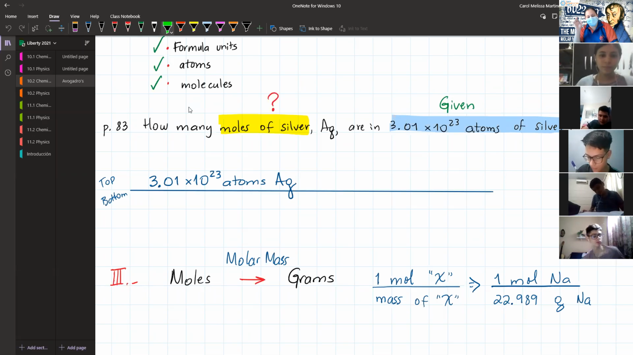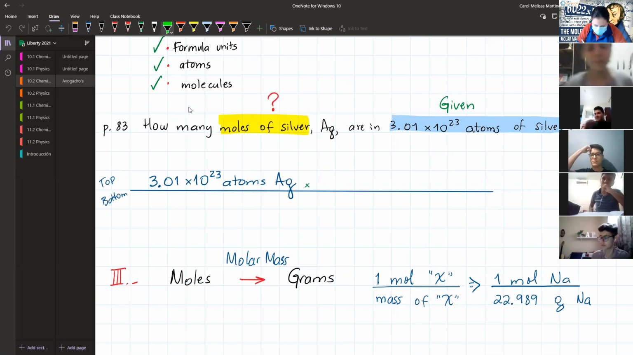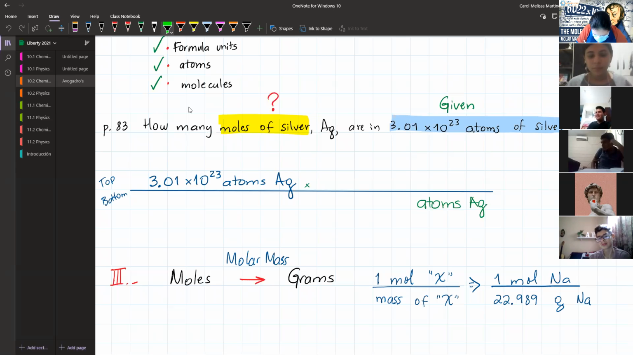Now, for this example, where do I need to write the number of atoms, in the top or in the bottom? In the bottom. Remember that they need to be canceled, so it is in the bottom. So in the bottom, you're going to write atoms of the same substance, silver. And in the top, you're going to write the mole of the same substance, silver. And then don't forget to write Avogadro's number, 6.022 times 10 to the 23rd power.